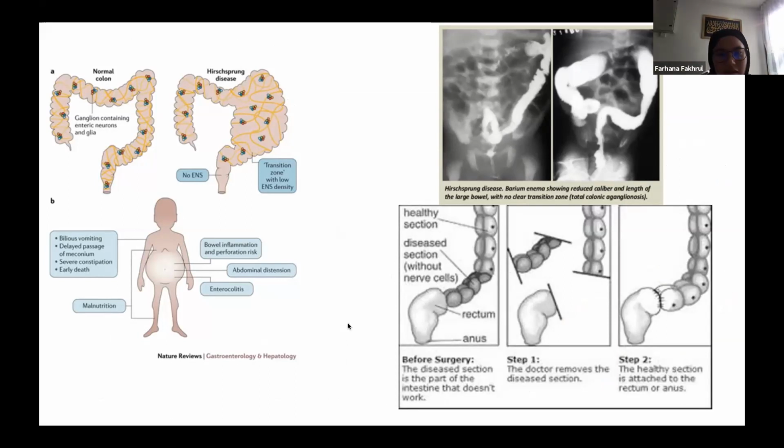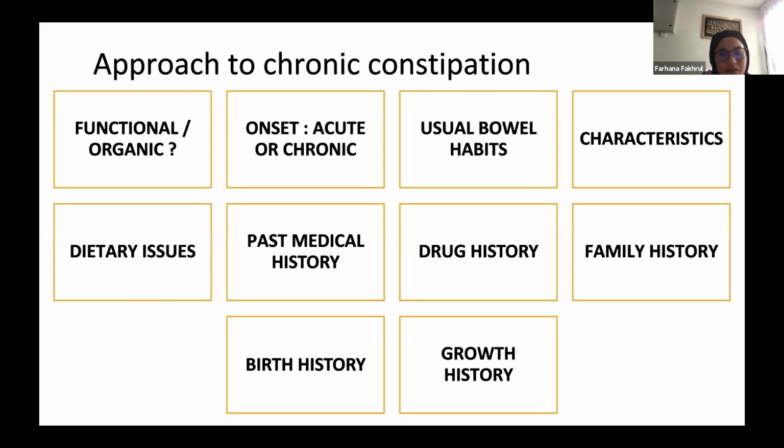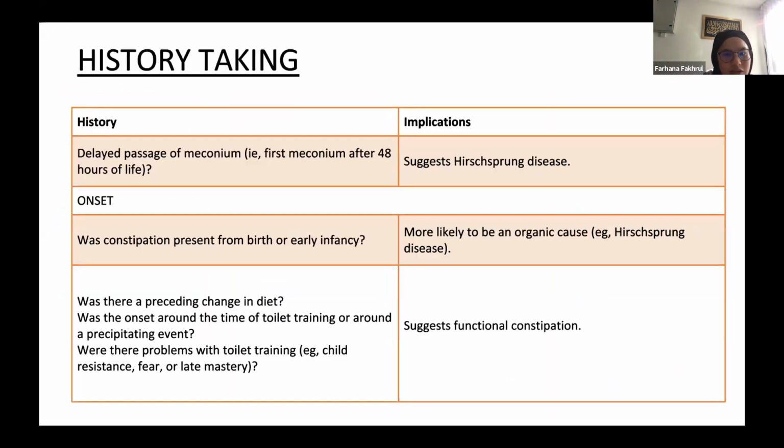All right. Okay, so approach to chronic constipation, just like any other symptom, we have to approach it this way. Firstly, we need to find out whether it's functional or organic constipation, and the onset. These are all found out during the history. For history taking, I mentioned earlier, for Hirschsprung disease, we find it early on because of no passage of meconium around 24 to 48 hours of life. And for functional constipation, the risk factors I explained earlier: any diet change, or was it during toilet training, or was the child having any fear or anxiety of going to the toilet?